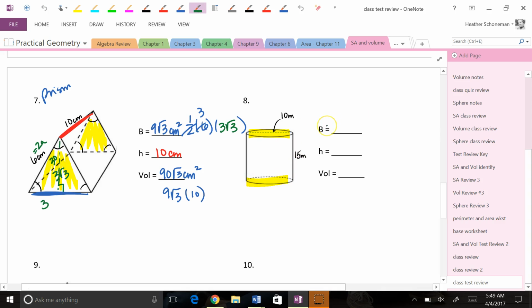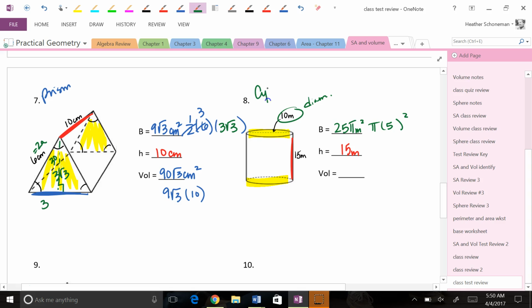Okay, capital B is the area of the base, and the area of the base is pi r squared. This right here is the diameter. So the radius is 5, so that's going to be 25 pi meters squared. Height. Height of the cylinder is 15 meters.